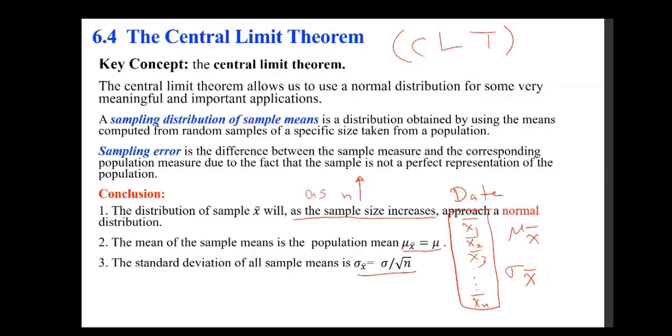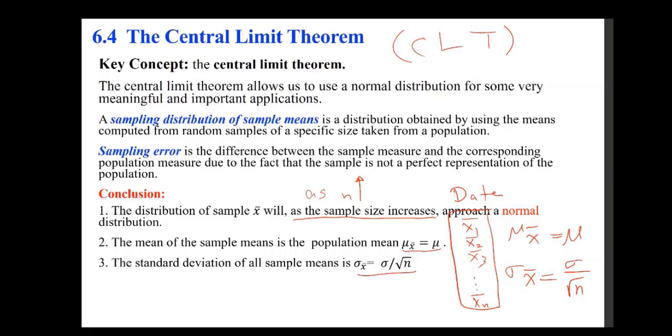This doesn't change, it's the same as mu. This one, it's sigma over square root of n. It is smaller by that much. This is called the CLT, central limit theorem, and we use that to solve applications. So let's go to the next page.